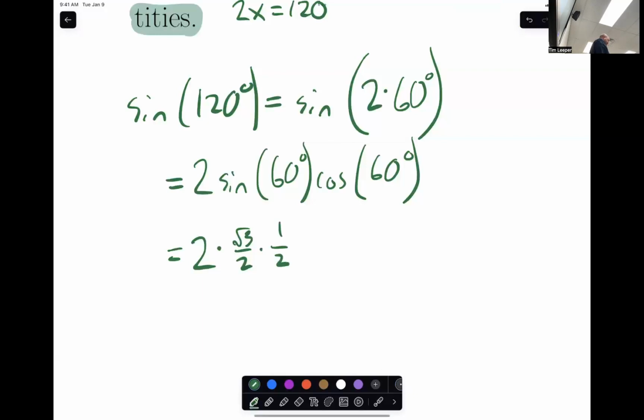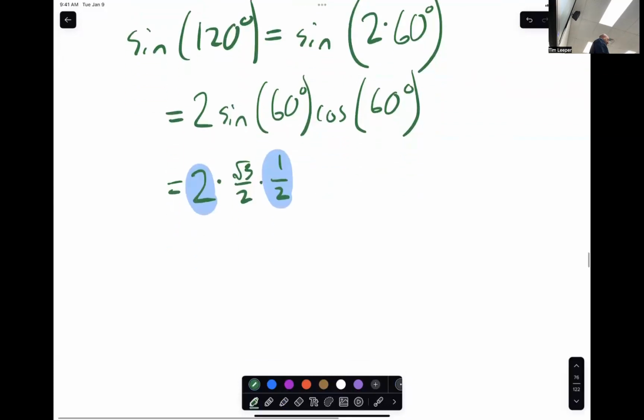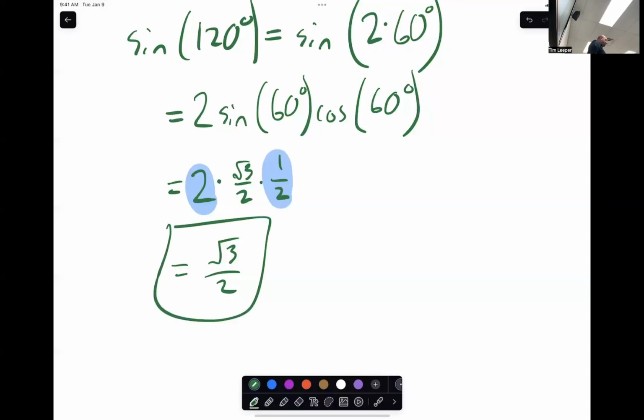1/2. Wonderful. Now, of course, notice the 2, then 1/2, they cancel. What am I left with? Square root of 3 over 2. Good. 2 times 1/2. What is it?